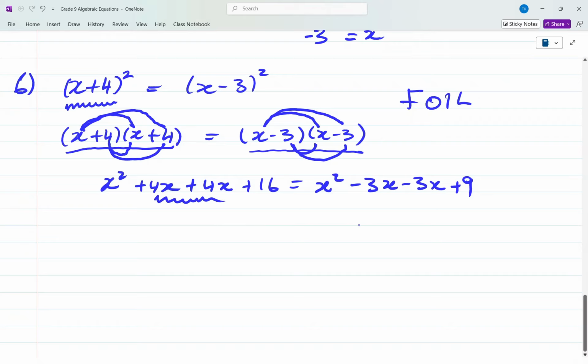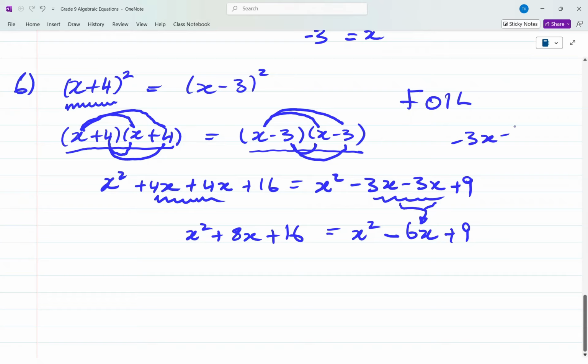These are the like terms, we add them. These are the like terms, we also add them, which implies that we have x squared plus 8x plus 16. 4x plus 4x is giving you 8x. And then equal sign, x squared minus 6x, and then you have 9. This 6x is coming from here. These two numbers here are giving you 6x. Negative 3x minus negative 3x is giving you negative 6x. If you are still having a challenge with this, please revise integers.